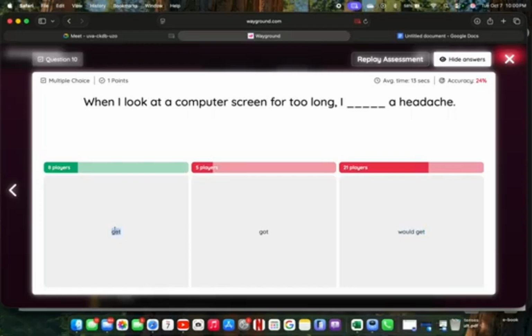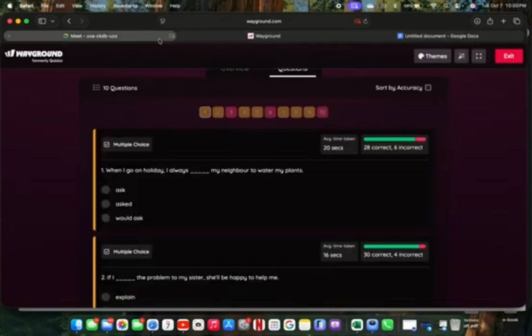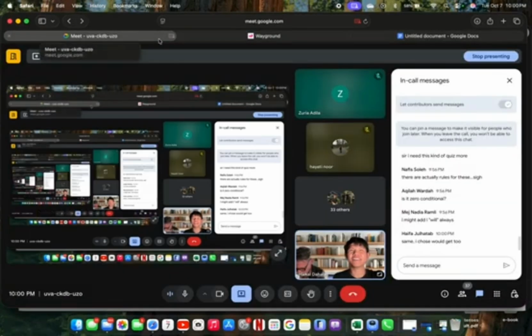So how about you guys yang pilih would get? Korang fikir this one is a second conditional ke? Because it might seem like a second conditional, to be honest. But the truth is it's actually zero conditional. So the truth is here, you guys can see that not every single time if the sentence sounds right, it is the right sentence or the correct answer.